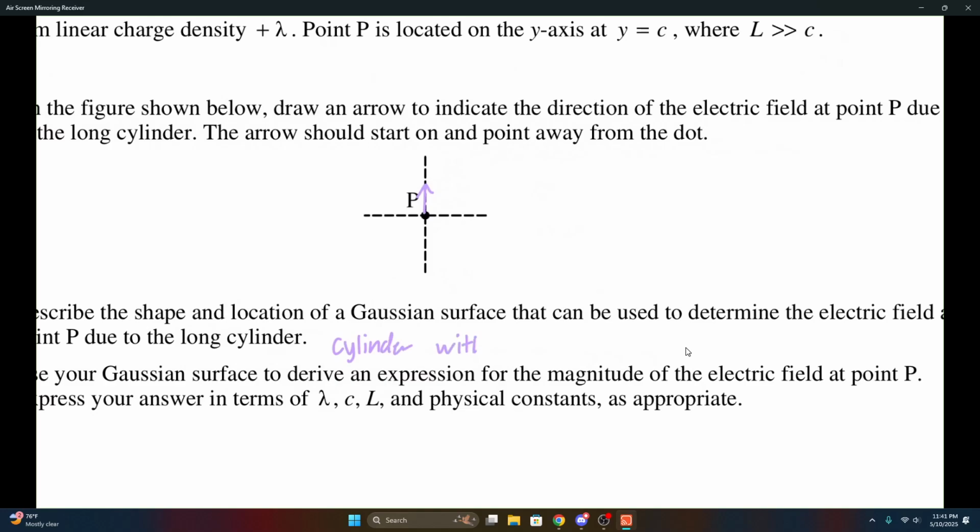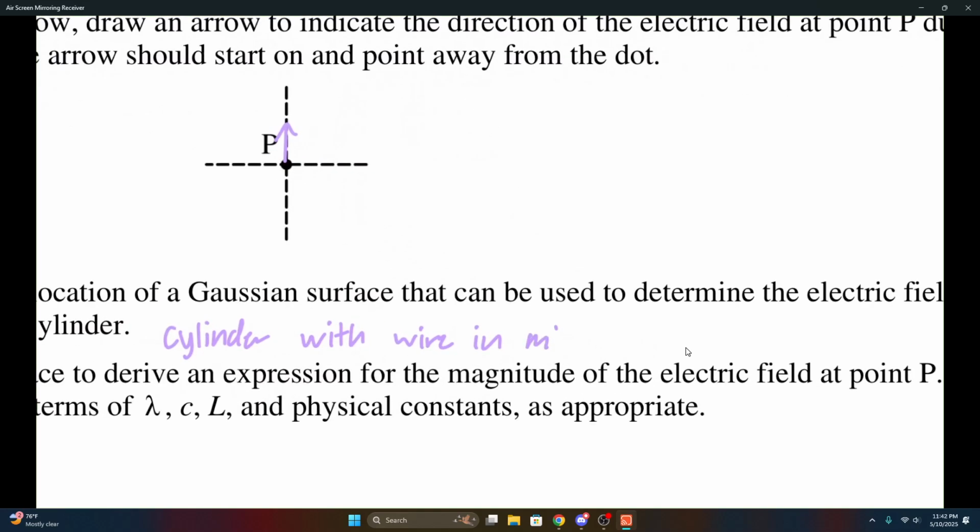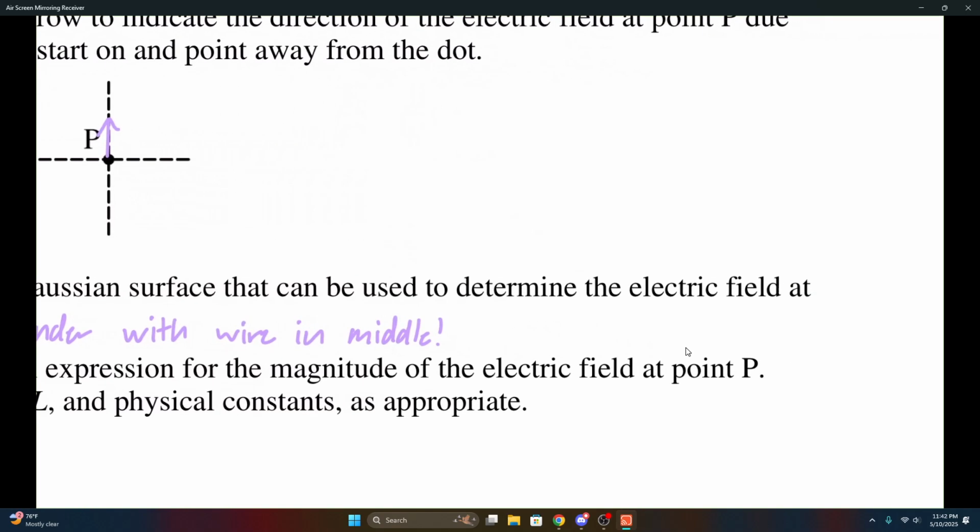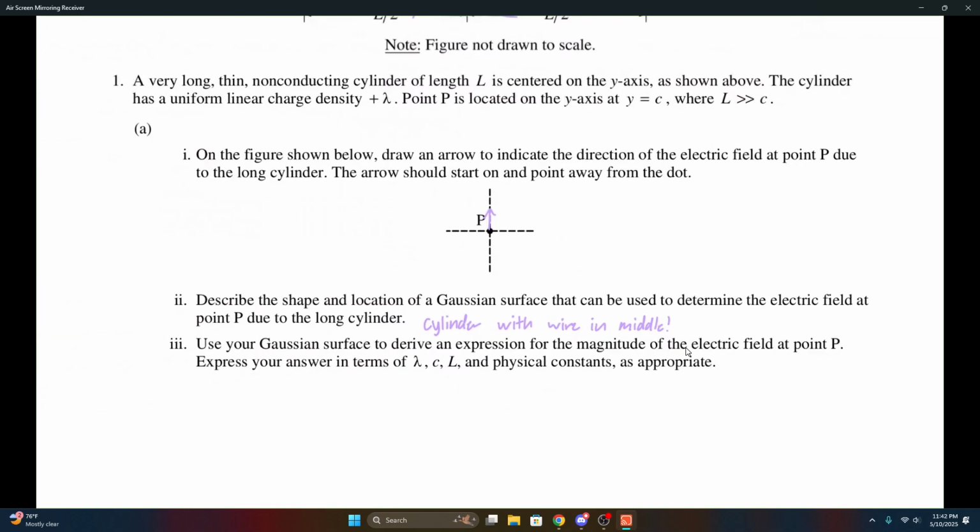with the wire in the middle. Coaxial, bro. Coaxial. That's the word you've got to use, bro. Yep, coaxial.